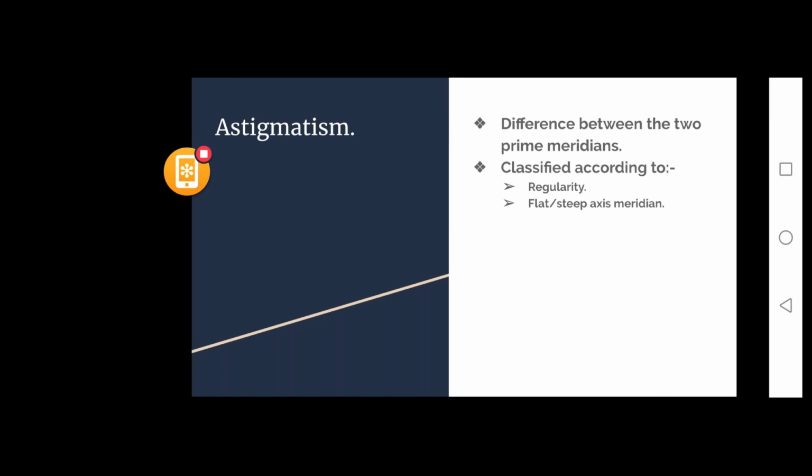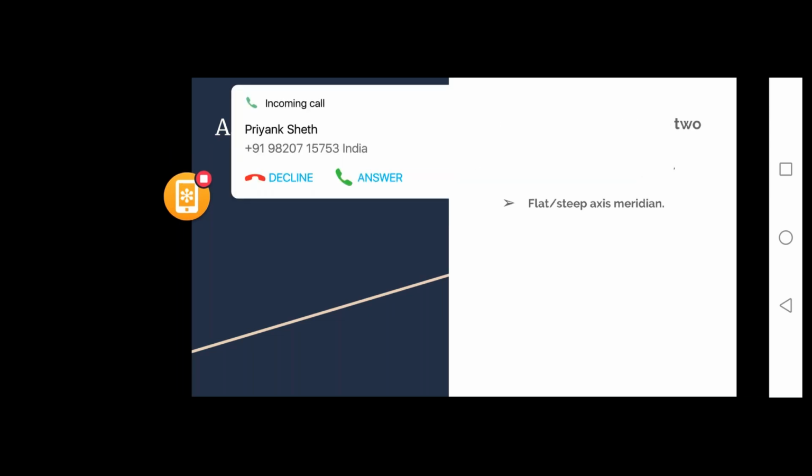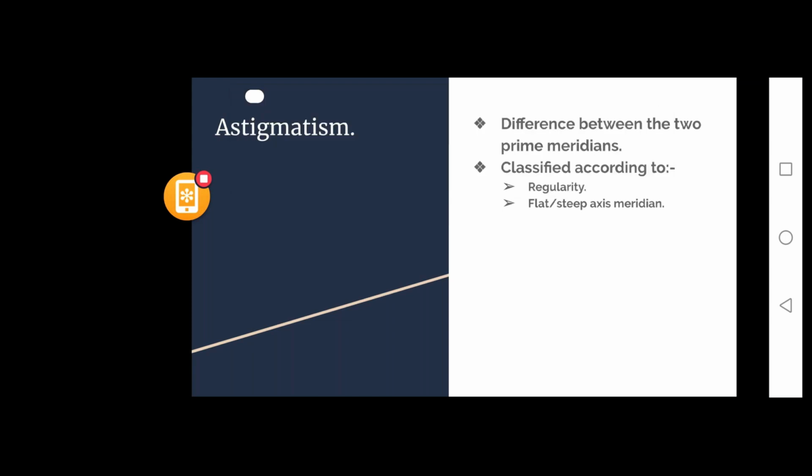All right, great. So astigmatism is the refractive aspect of the cornea. It is basically about how the light is refracted by the cornea, right? Our friends very beautifully explained that. Am I audible now? Sorry. Yes, sir, it's audible. I'm really sorry for the interruption.